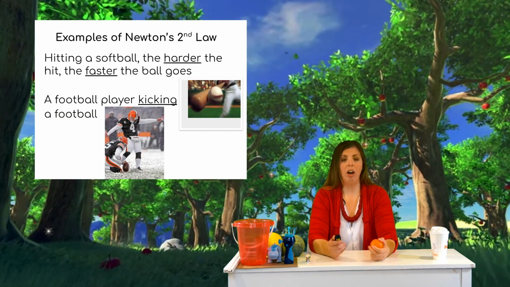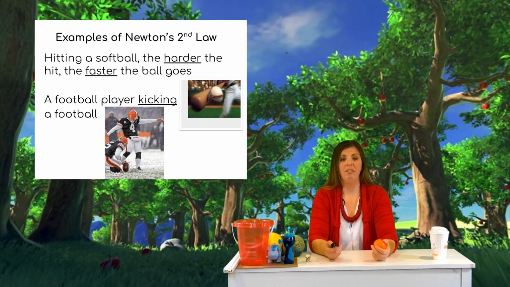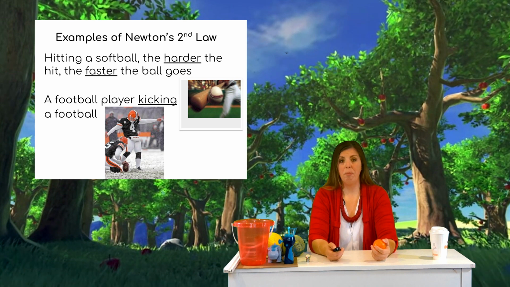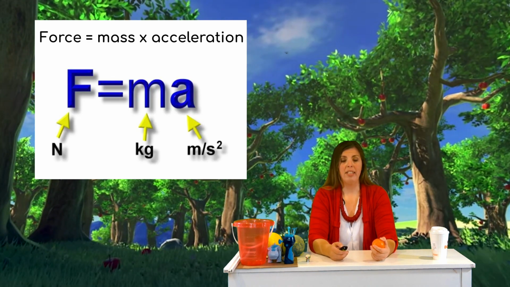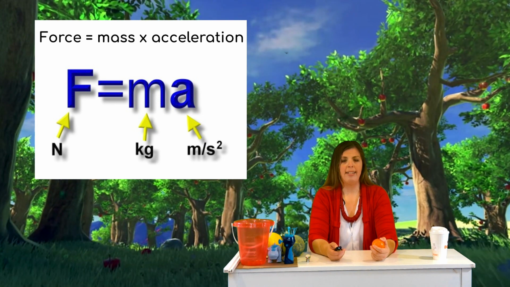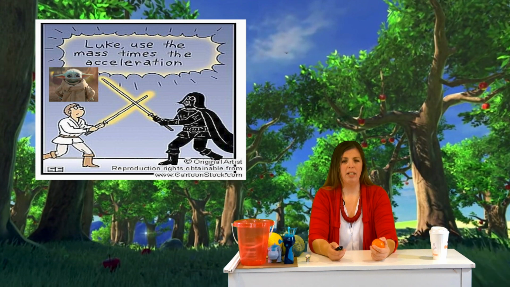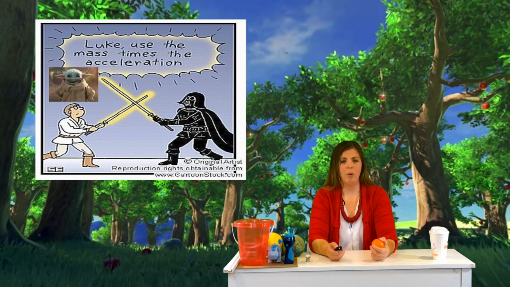So hitting a softball, the harder you hit, the faster the ball goes. Same thing with any sport, really. Football player kicking a football. So many different examples there. But again, the formula here, force equals mass times acceleration. F is equal to ma. Very familiar formula as you get into high school as well.